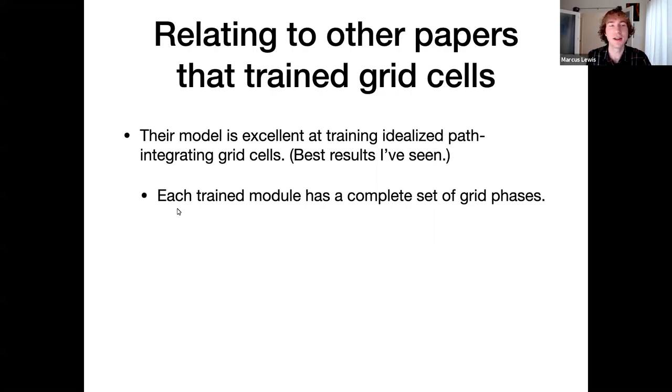In some sense, the important thing about grid cells isn't their multiple fields. It's the fact that they come in a set of phases, the translations of the same grid. And this paper did this. So they like nailed this part. It's going to influence probably the way I model things in the future, or it'll definitely put some influence on that.